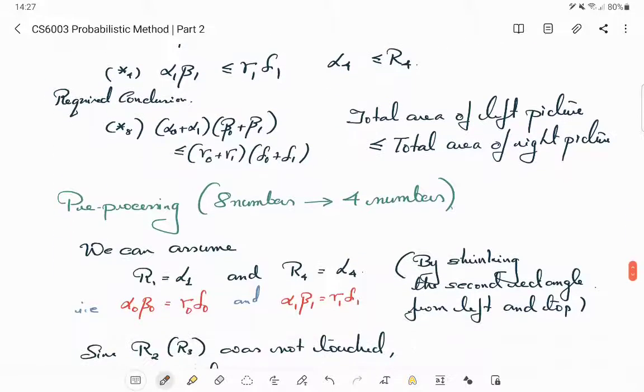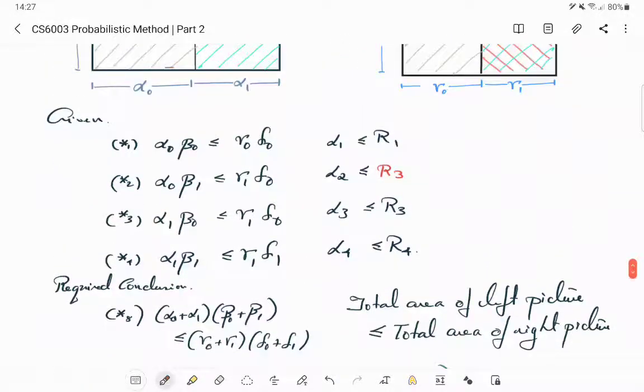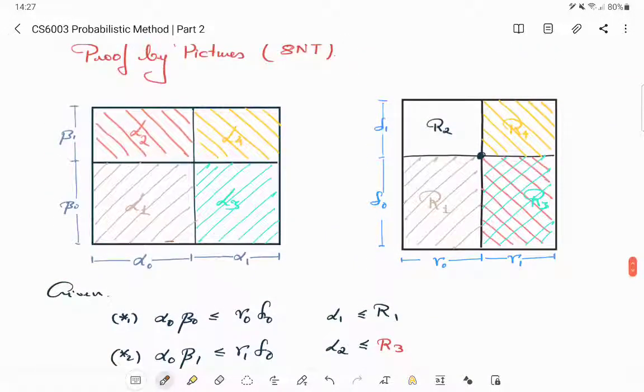Okay. So we now do another pre-processing. Remember, we already had done a pre-processing long ago, but this is a different one. In this, our attempt is to reduce these 8 numbers to 4 numbers. In fact, people say that human beings cannot hold more than 5 or 6 numbers in the mind at the same time.